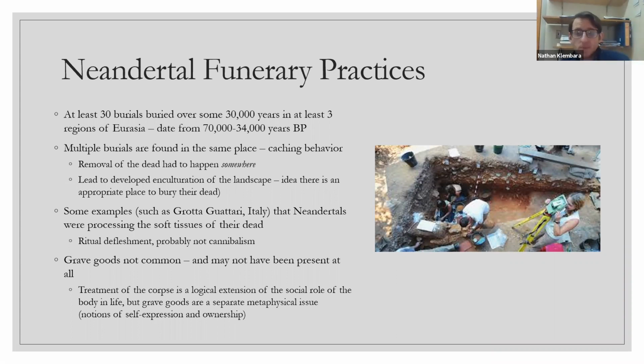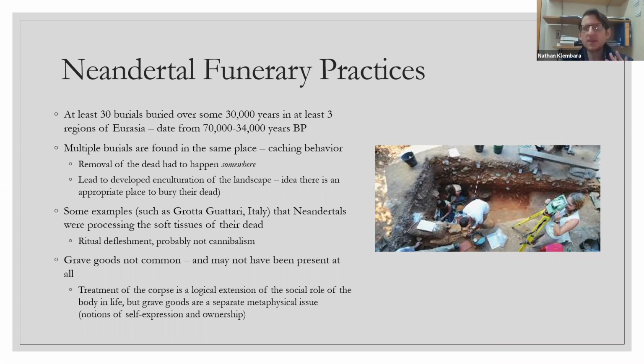So treatment of the corpse, defleshing, putting them in a particular place, that's just a logical extension of the social role of the body in life. And what I mean by that is that this kind of treatment of the corpse is just, okay, this person was alive and I really liked them when they were alive, and now this person is dead, and I kind of just want to do right by them because they're dead, right? And I still see them as the person that they were, and I want to have a lot of places where I can remember them and that things are going well.